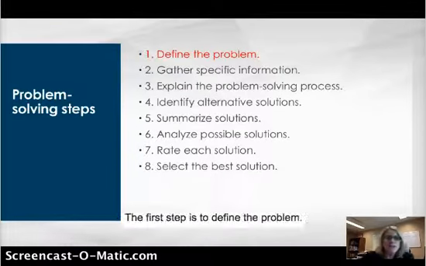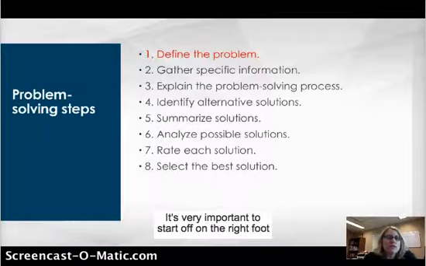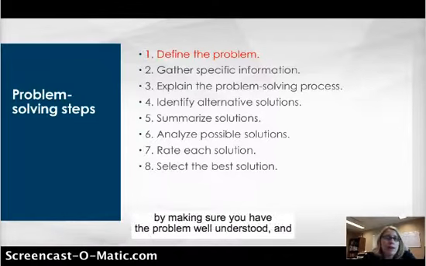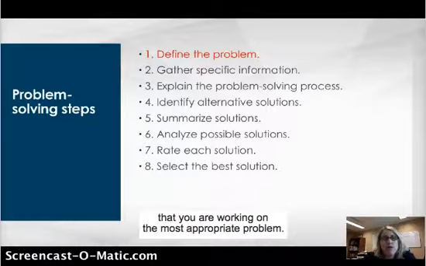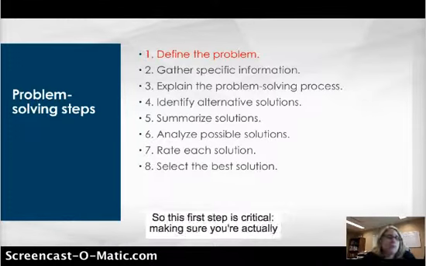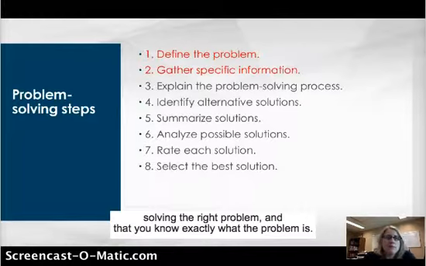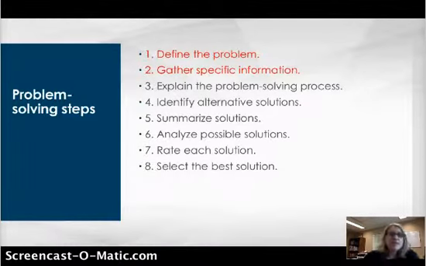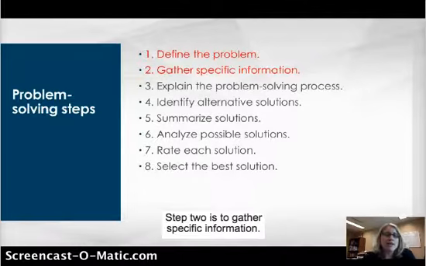The first step is to define the problem. It's very important to start off on the right foot by making sure you have the problem well understood and that you are working on the most appropriate problem. So this first step is critical, making sure you're actually solving the right problem and that you know exactly what the problem is. Step 2 is to gather specific information.